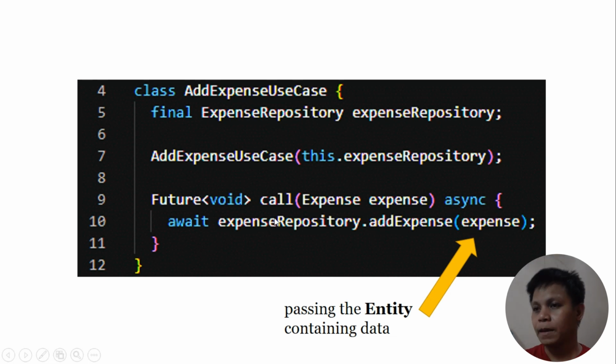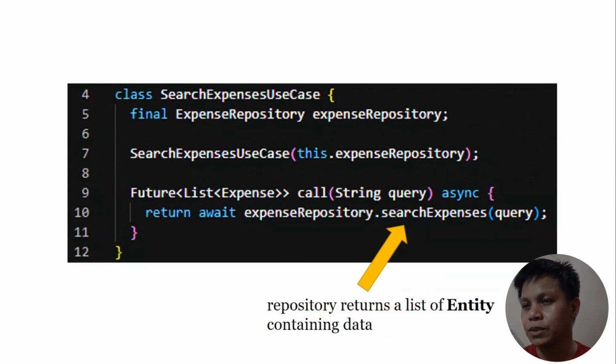So, now how about another example right here? The search expense use case. This time around, when it calls search expense in the expense repository, this search expense method will return a list of entities that contains the data.